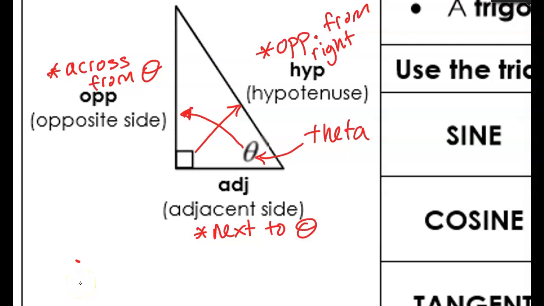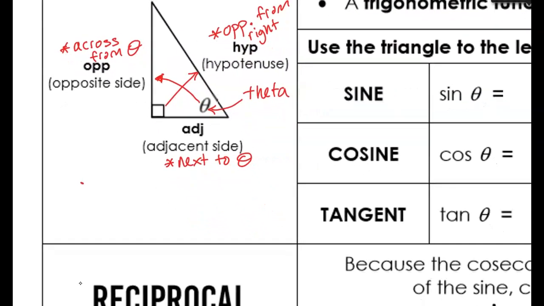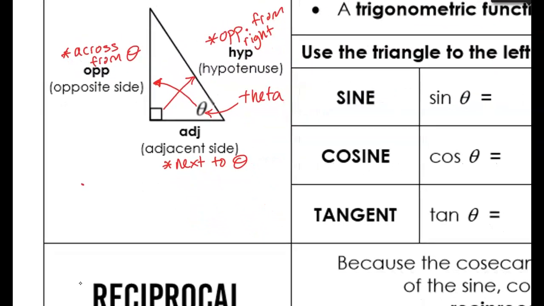Again, the opposite side is the side across from theta, the adjacent side is the side next to theta, and the hypotenuse never moves. It is the side across from the right angle. Now, when we bring up these trig functions to solve for these missing parts of right angles, we always use the acronym SOHCAHTOA.